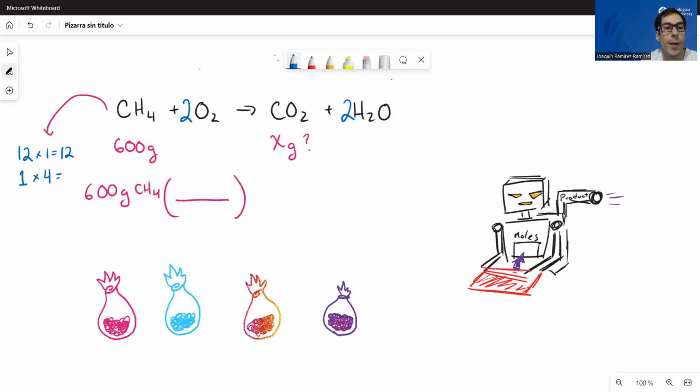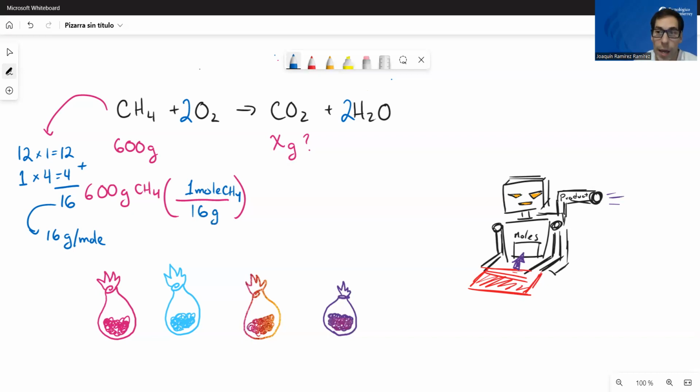I multiply it by 4 because in the methane formula, I have 4 hydrogens. If we add the 12 and the 4, we get 16. So 16 grams per 1 mole is the molar mass of methane, okay? So we can write this in this way inside the parentheses. We can say 1 mole of methane weighs exactly, or not exactly, but around 16 grams, okay?